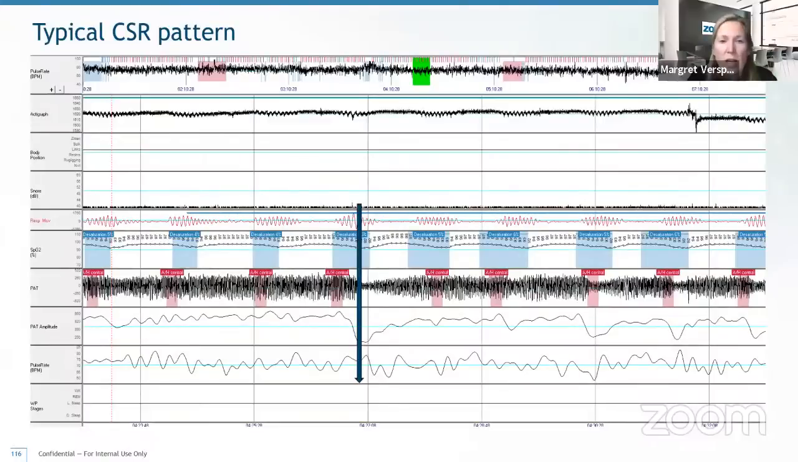But the algorithm detects the desaturations, and also the central events over here. So the algorithm, based on this, places an apnea, hypopnea, or central event before the attenuation of the PAT. There is not a real nice reciprocal pattern, but the attenuation of the PAT is there. You see some difference in amplitude in the PAT signal here and here.